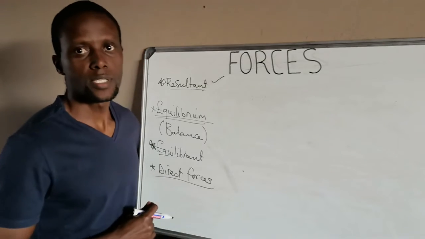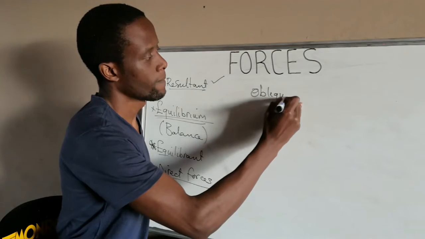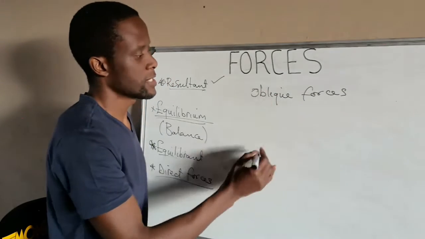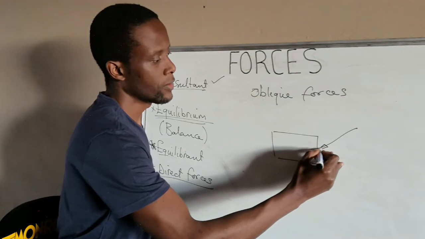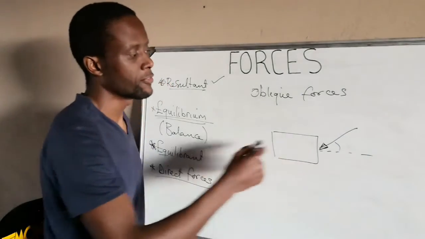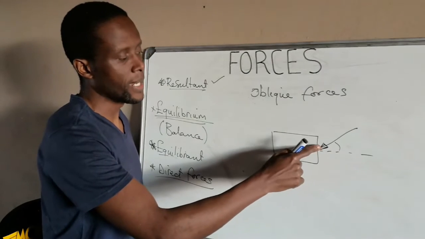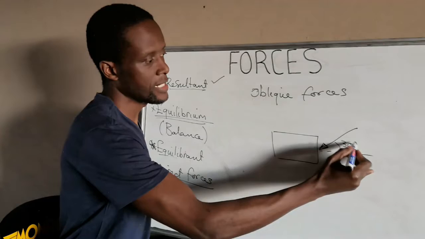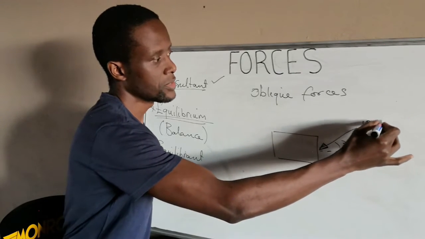The other set of forces that you come across are known as oblique forces. Oblique forces are forces that are acting on an object at a certain angle. So like we said, a force will always have a direction. If it is a diagram, they will show it by an arrow. So let's say this force is acting at an angle. This is our force of 100 newtons.